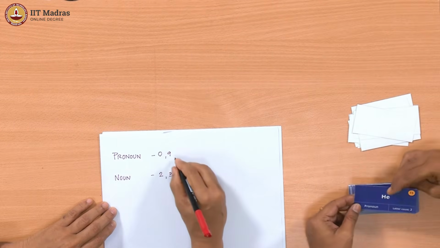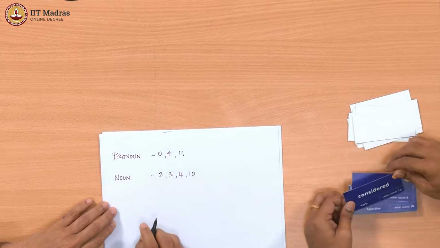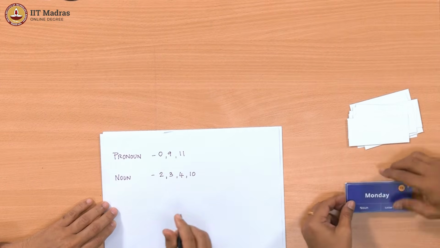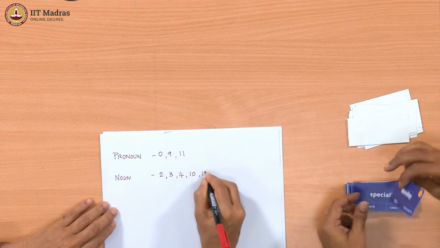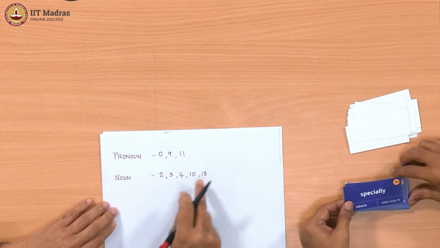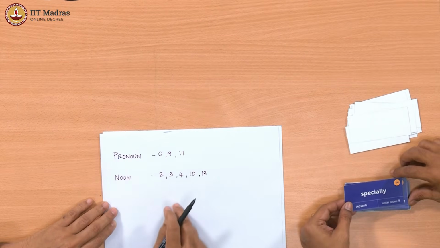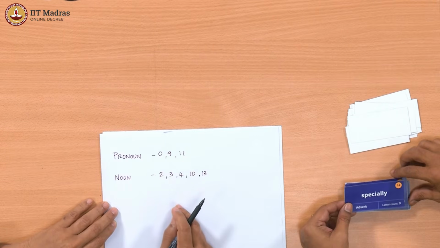He is a pronoun, 11. Okay. The verb. Monday is a noun, 13. Okay. So each time you call out a noun or a pronoun, I add it to the list for the appropriate dictionary entry. Of course, not all nouns are of interest to us. We're only interested in name nouns.